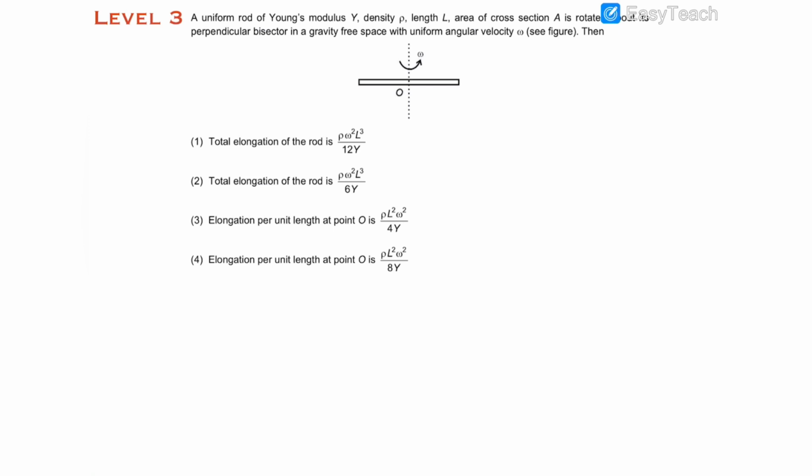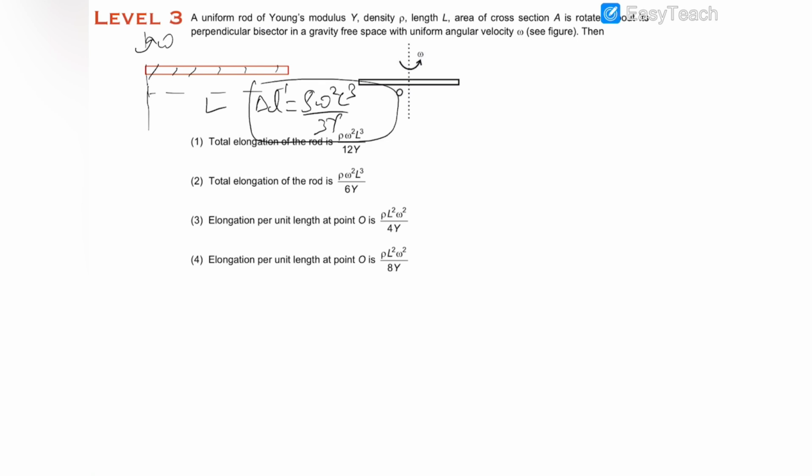We have already discussed in the previous part 1 video, part 1 of JEE Advanced and NSEP video, that when the rod is rotating with an angular velocity of omega, and the length of the rod is L, then the total extension produced in this rod is rho omega square L cube by 3 gamma. We have already derived this result, so we'll use this result in this question. So you can see that on this half part of the rod, the length is L by 2. So the elongation developed in this half part will be equal to rho omega square into L cube, where L is L by 2. So this is L cube by 8, and 3 into 8 is 24 gamma.